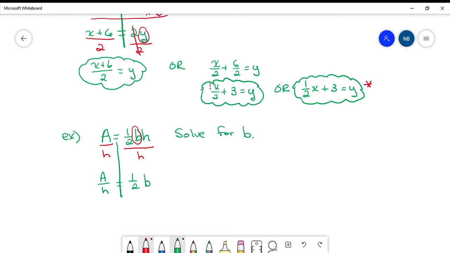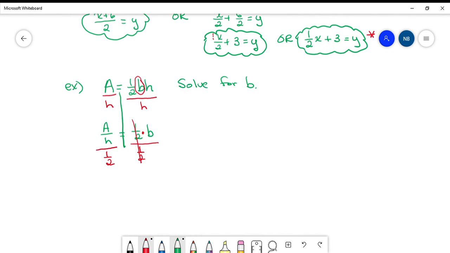Now to move the 1/2, we're going to divide by it because it's understood multiplication. 1/2 divided by 1/2 is 1. So if I do it to the right side, I have to do it to the left side. And now I have this crazy looking A over H over 1/2 equals B. Now you absolutely cannot leave your answer like that. Technically it's correct, but it needs to be simplified.